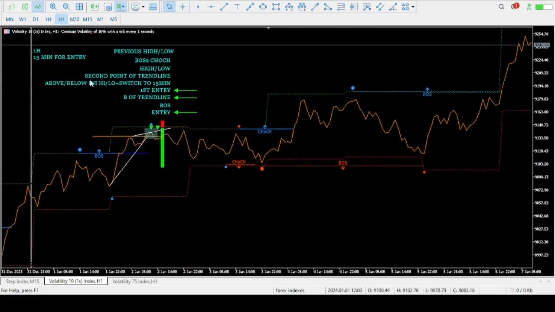Lastly, if I may go over the review: 1 hour, 15 minutes is where we're going in for the hunt. Our references are a previous high or a previous low, the break of structure or church line, the high and the low, initial high, initial low, the second point of a trend line, and then we go above the initial high or below the initial low. Then we get our first entry when we switch to 15 minutes, and we get our second entry when we break the trend line, and then we get our third entry after the break of structure. Finito, finito.